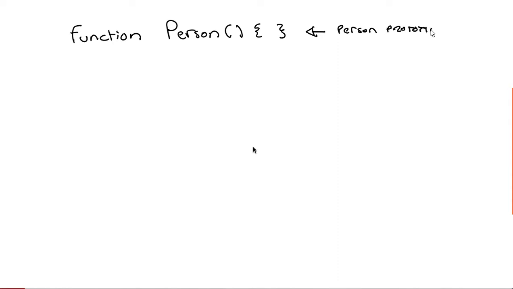So if I say function person, open and close curly braces, this actually creates a person prototype object. Okay, so I can draw a picture of that here. So we have the person prototype.